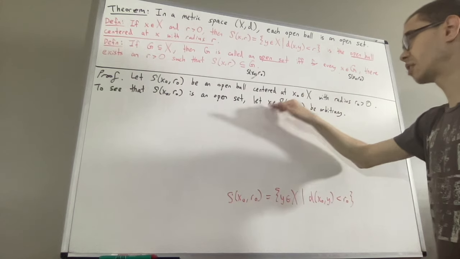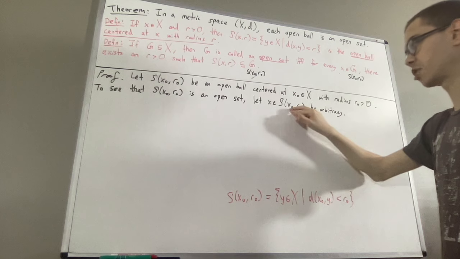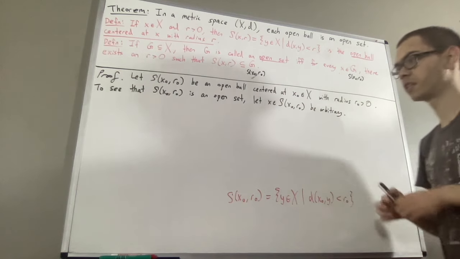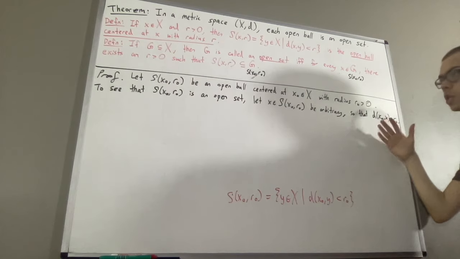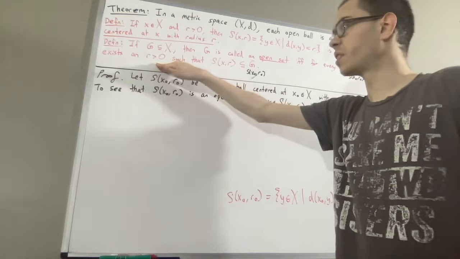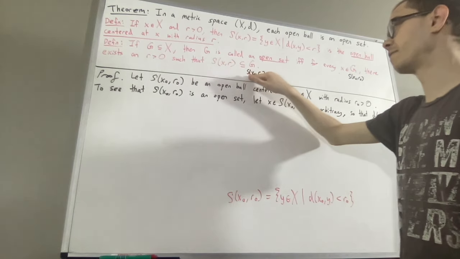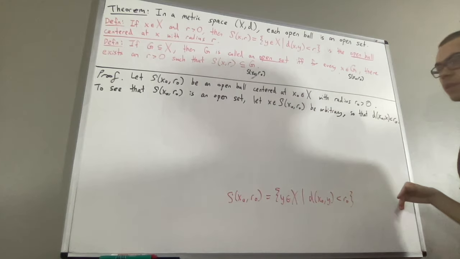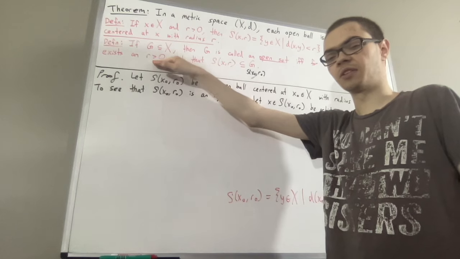Now for x to be an element of S of x naught comma r naught means that the distance between x naught and x is less than r naught. Now the whole goal is to show that there exists an r greater than 0 such that S of x comma r is a subset of S of x naught comma r naught. So what should we choose r to be?